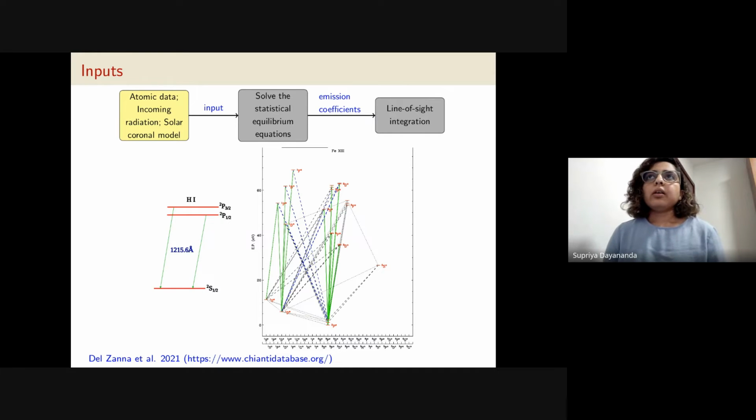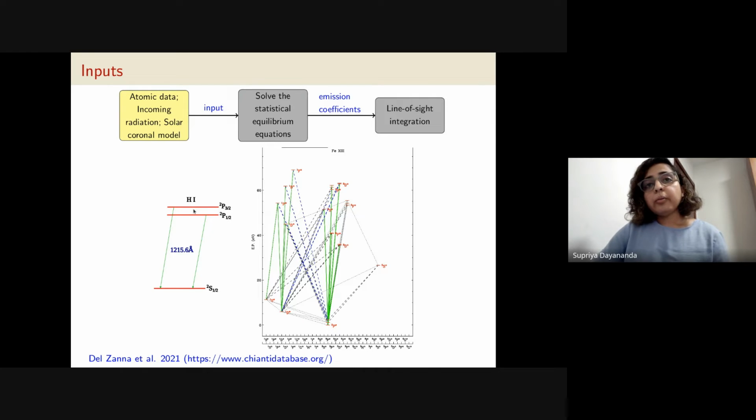So for a permitted line, the atomic model is fairly simple because these lines are generally not very strongly affected by collisions, and a simple 3-level atomic system like that shown in the left panel would be sufficient to model these permitted lines. This is an example for the Lyman alpha hydrogen line.